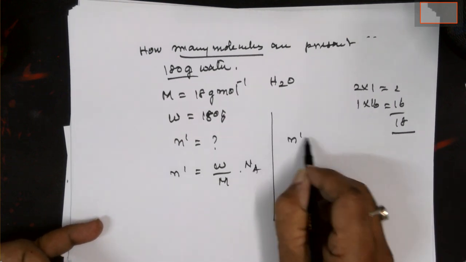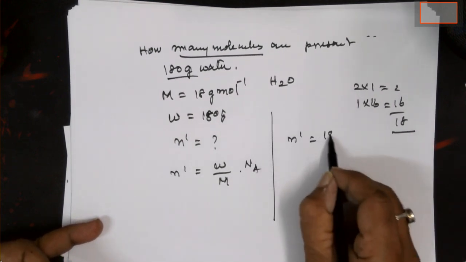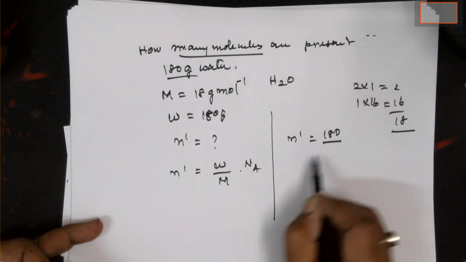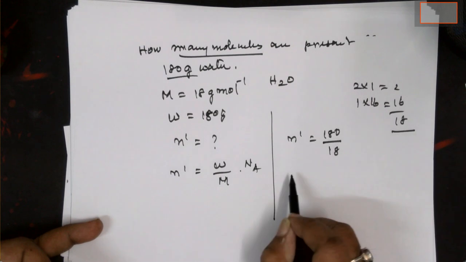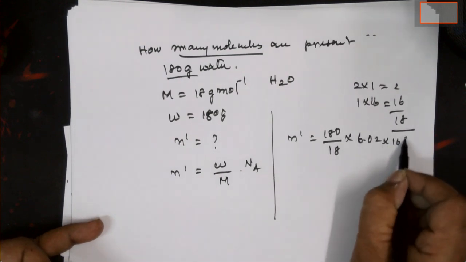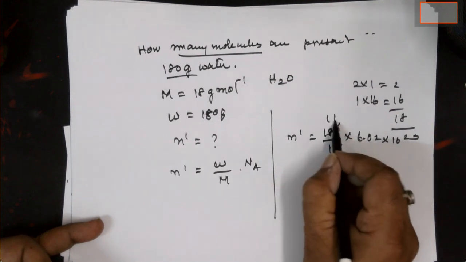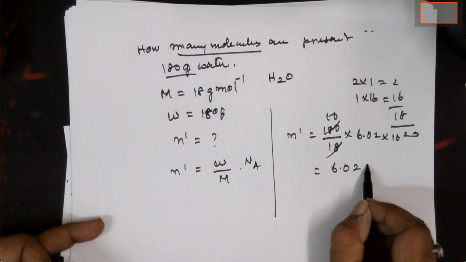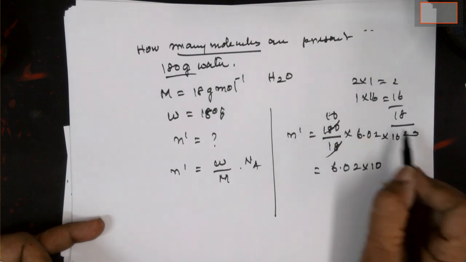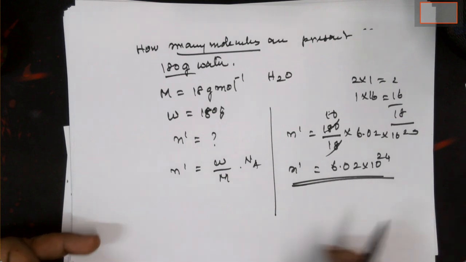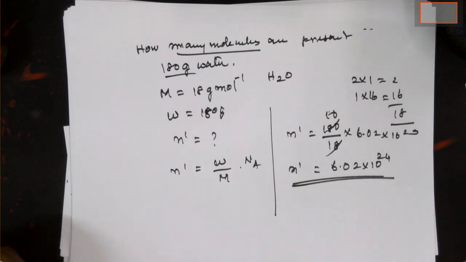Therefore n dash is equal to, what is W? 180 gram. And this is the molecular weight, 18 gram, into Avogadro's number, 6.02 into 10 power 23. So you can strike out the 10, so you have 6.02 into 10 power 23 plus 1, so 24. So n dash, the number of molecules, is equal to this much. So likewise you can calculate.